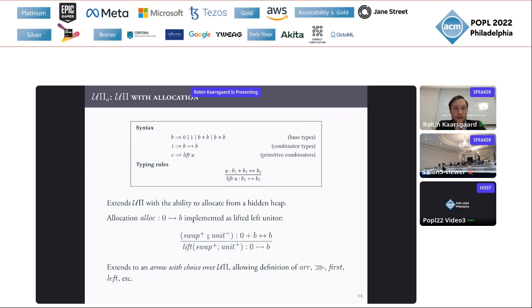So a Yuppie combinator from, say, B1 to B2 is just given actually by a Yuppie combinator, but here from B1 plus B3. So with this extra bit of input and into B2. And from this, we can actually implement something like allocation, as it's done down here. And actually, just like in James and Sabri's case, this actually extends to an arrow with choice over Yuppie. In other words, we can define things like pure arrows or R, and arrow composition, first, left, and so on.